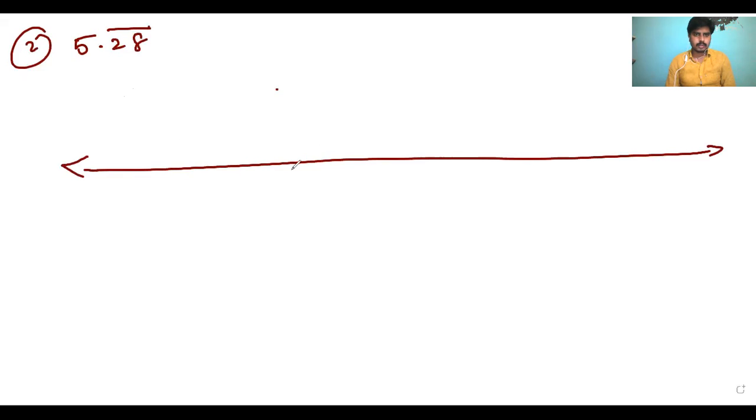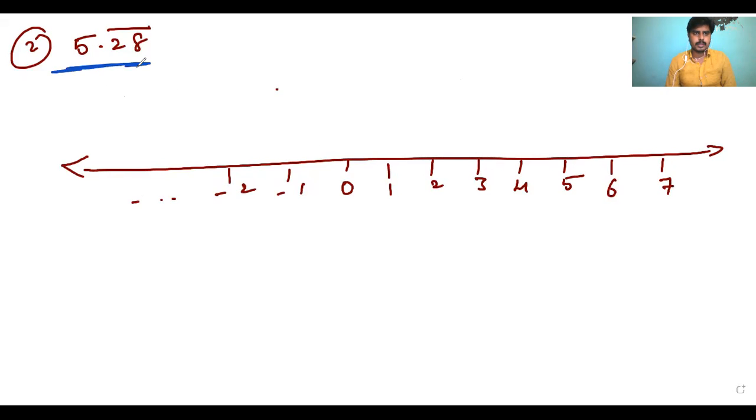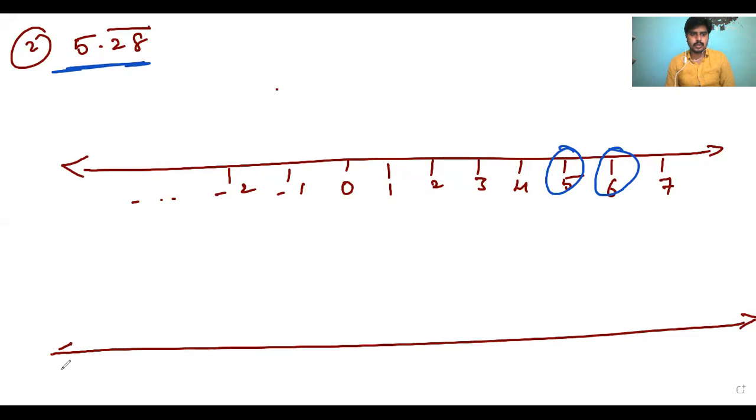Here we have 0, 1, 2, 3, 4, 5, 6, 7, and suppose -1, -2, and so on. On this number line, 5.28 bar lies between 5 and 6, right? So please take a round up like this for the two numbers. In the next step, take those two. Here it is 5 and here it is 6.